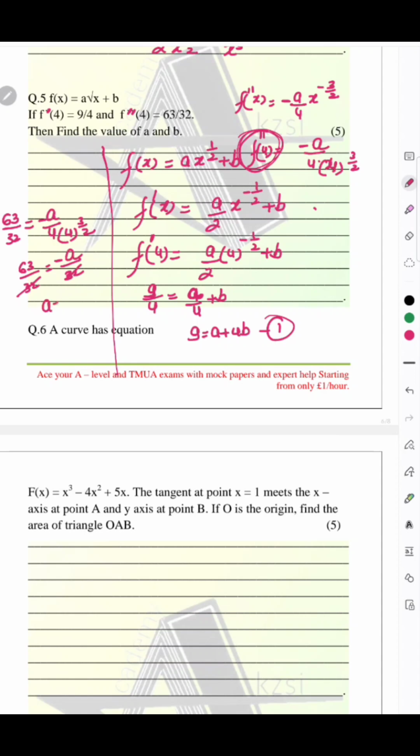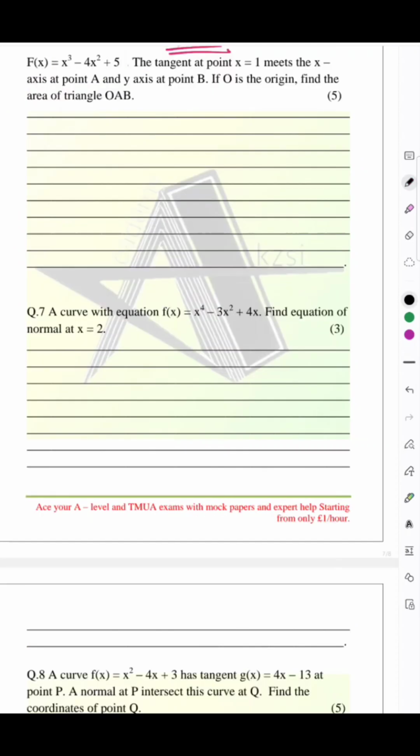From here I'll get a as negative 63. So substitute a as negative 63 here. 9 is equal to negative 63 plus 4b. Bring it here. That will give me 72 is equal to 4b, and b is equal to 18. So hence we found the values of a and b. a is negative 63 and b is 18.